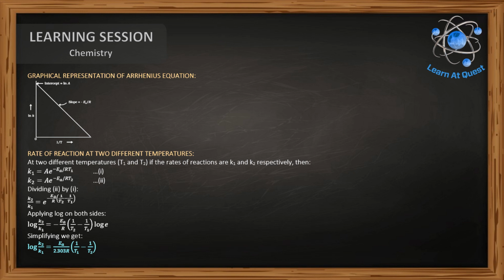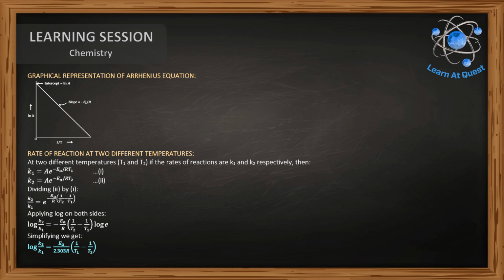Let us now understand how the rate of a reaction differs at two different temperatures. To compare the rate of a reaction at two different temperatures, let's say T1 and T2, let us say we have the rate constants of the reactions as K1 and K2. That is, at temperature T1, the rate constant for the reaction is K1. At temperature T2, the rate constant for the reaction is K2. Now, using the Arrhenius equation, we can find the expressions for the rate constants at T1 and T2, that is, the expressions for K1 and K2.